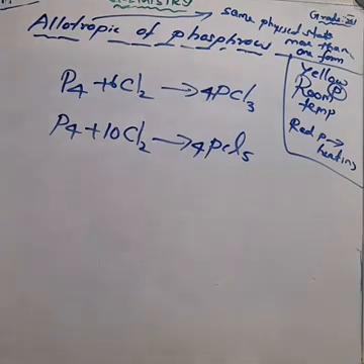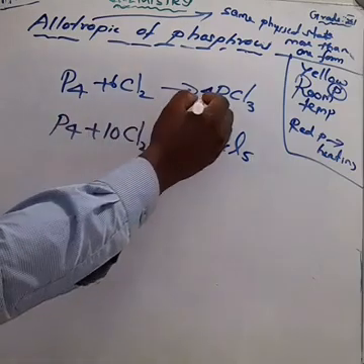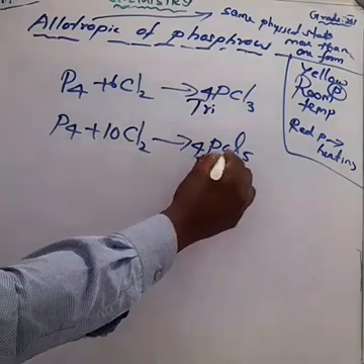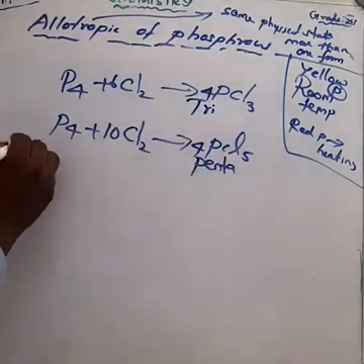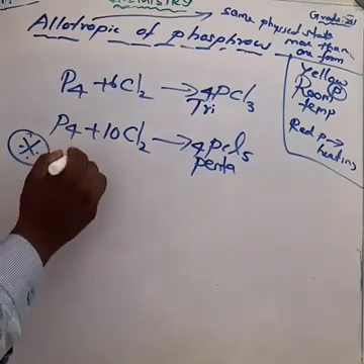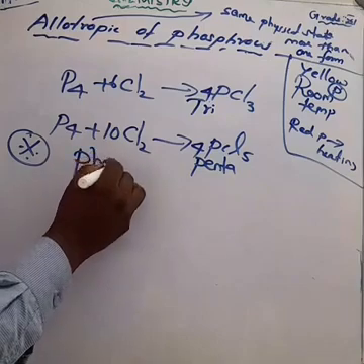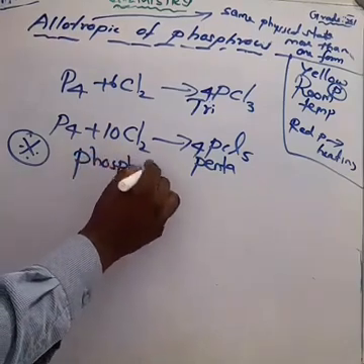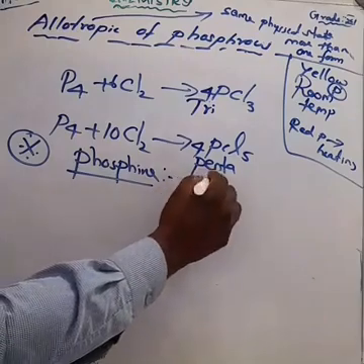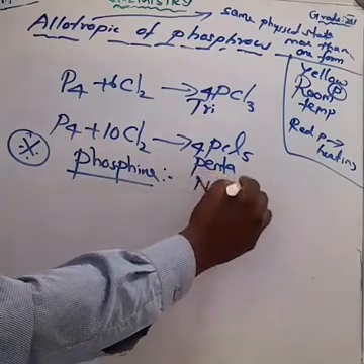So, in the first equation, we learn about phosphorus trichloride. In the second equation, we learn about phosphorus pentachloride. Next, one of the very important questions. How is phosphine prepared? Another question, how is sodium hypophosphite prepared? Okay, the first question.